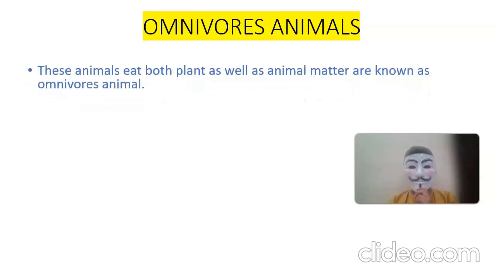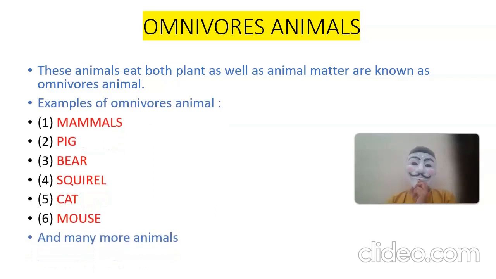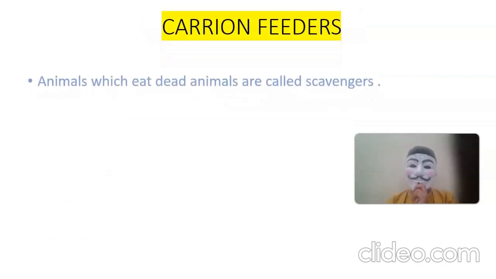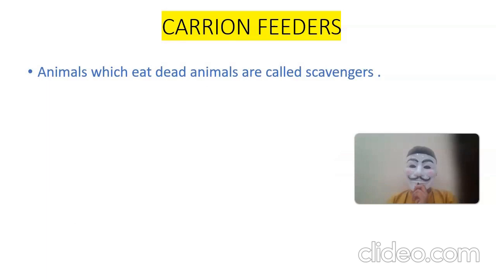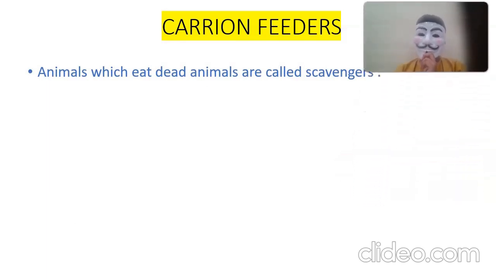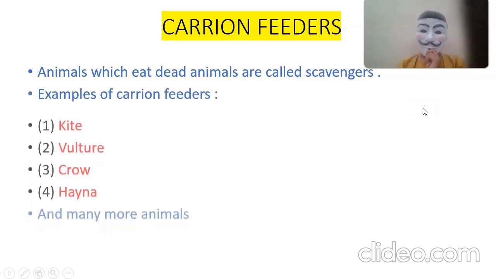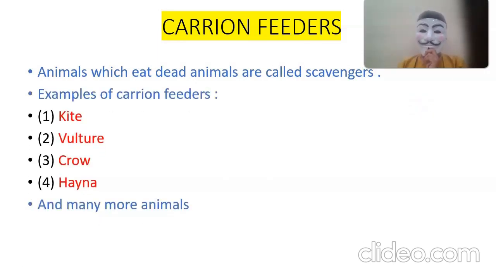Animals that eat both plant as well as animal matter are known as omnivorous animals. As I told you, we humans, mammals and animals who eat both non-veg and veg come in this, like pig, bear, squirrel, cat, mouse, and many more animals. Let's see some carrion feeders. Animals which eat dead animals are called scavengers. Examples of carrion feeders are kite, vulture, crow, hyena. Most of them are birds only.